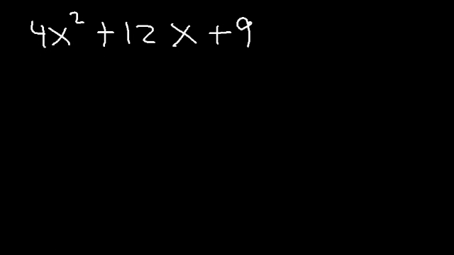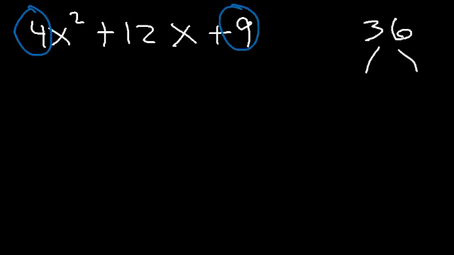Because the leading coefficient is not 1, the technique that we need to use to factor this expression is going to be a little different than the last example. Now the first thing you need to do is multiply 4 and 9. 4 times 9 is 36. Now what two numbers multiply to 36 but add to the middle coefficient 12? This is going to be 6 and 6. 6 times 6 is 36. 6 plus 6 is 12.